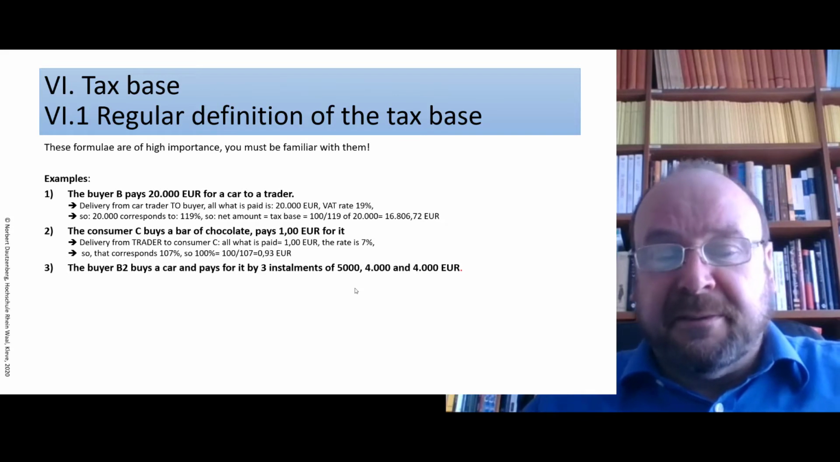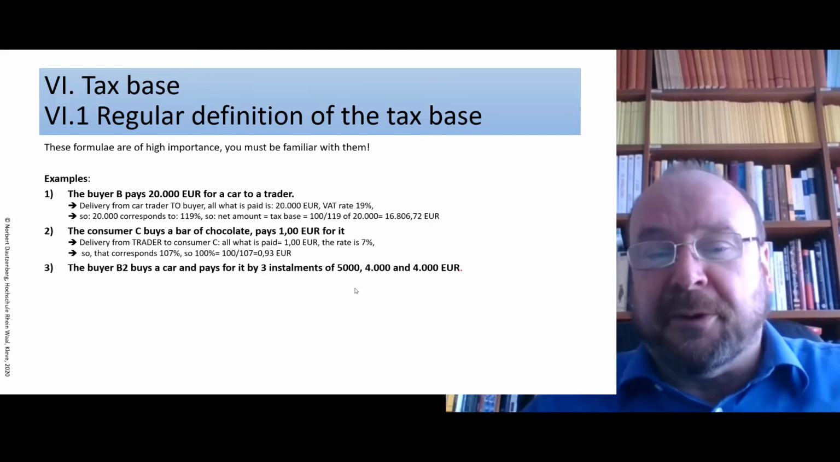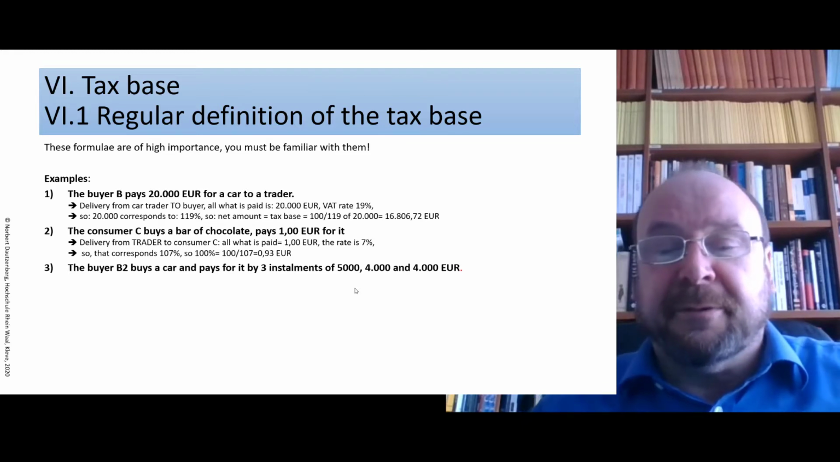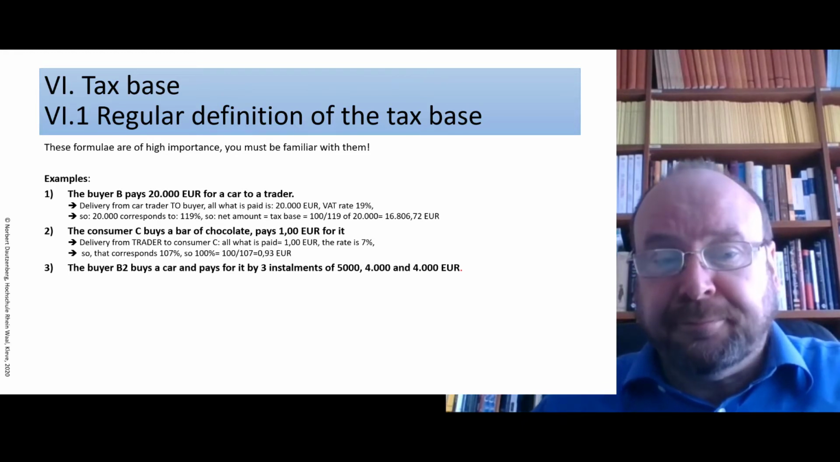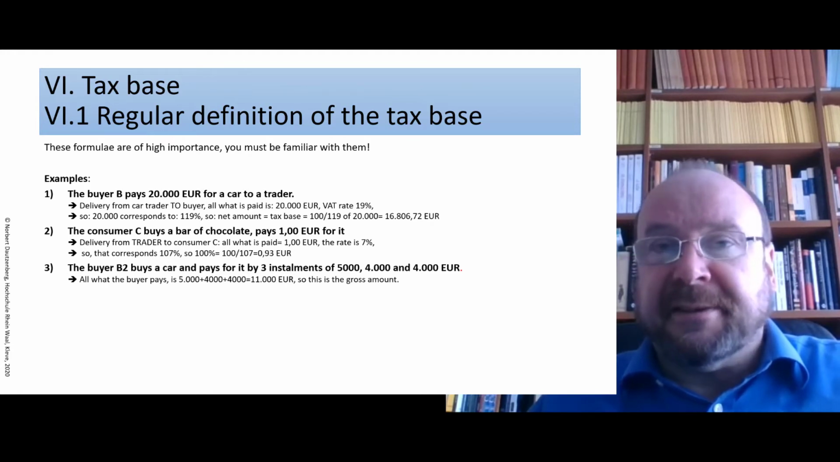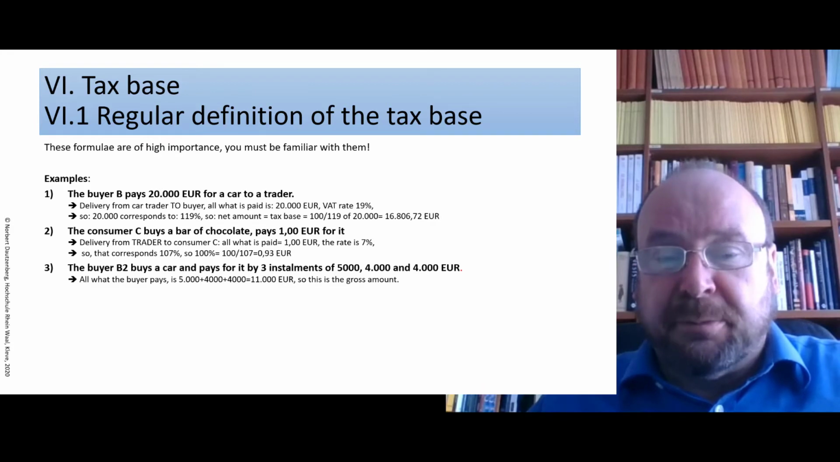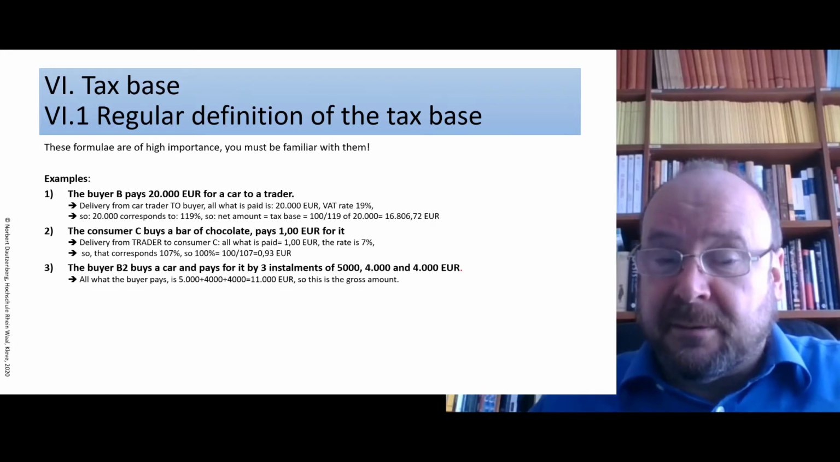The buyer B2 buys a car and pays for it by 3 installments of 5,000, 4,000, and 4,000. Then all what the buyer pays is 5,000 plus 4,000 plus 4,000. So that should be 13,000.